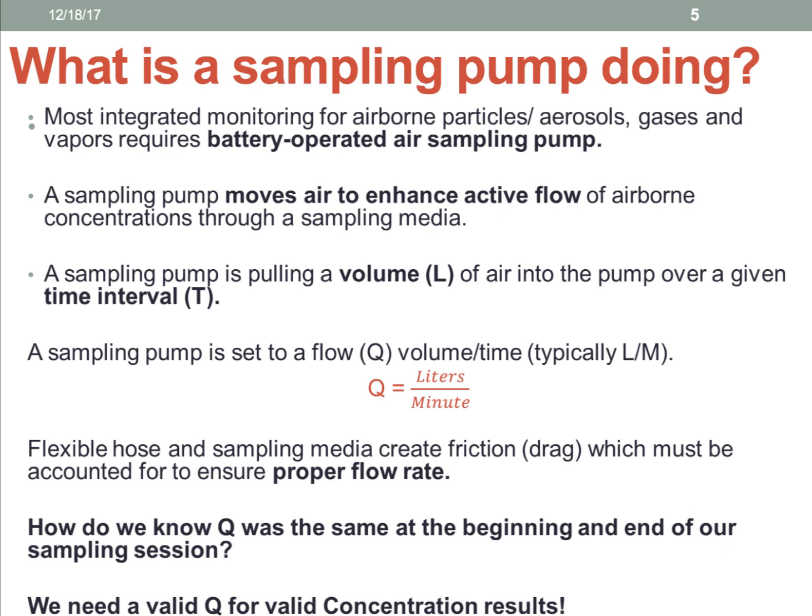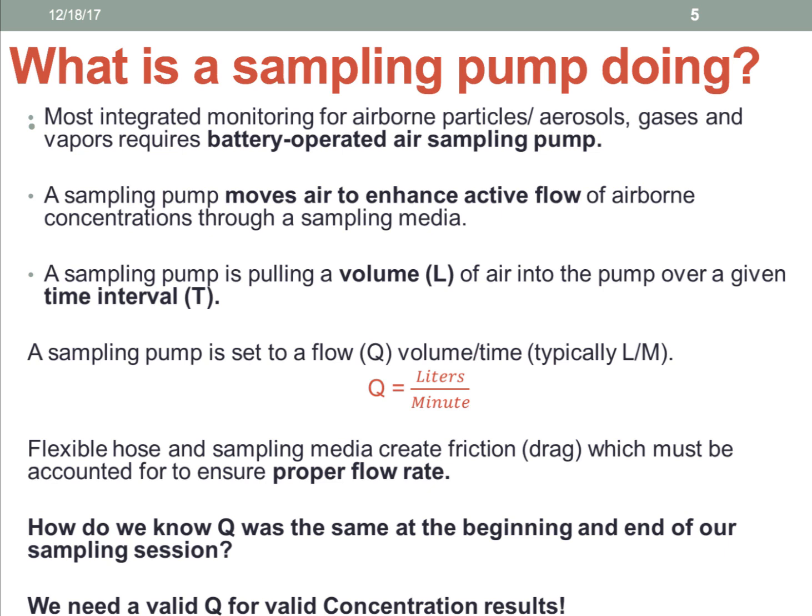So our basic formula that we'll be using is Q, which is your volume over time, usually expressed in liters per minute. So for example, we'll be setting our sampling pump to 2 liters per minute. Now it's important to calibrate both pre and post sampling campaign because the flexible hose and the sampling media, as well as any debris that builds up on our sampling media, creates friction or drag, and that needs to be accounted for when we set our appropriate flow rate.